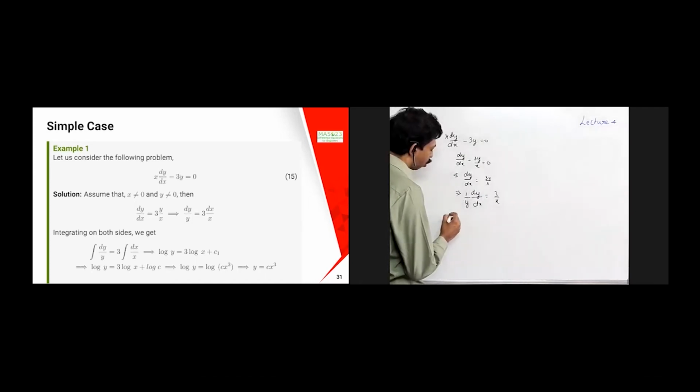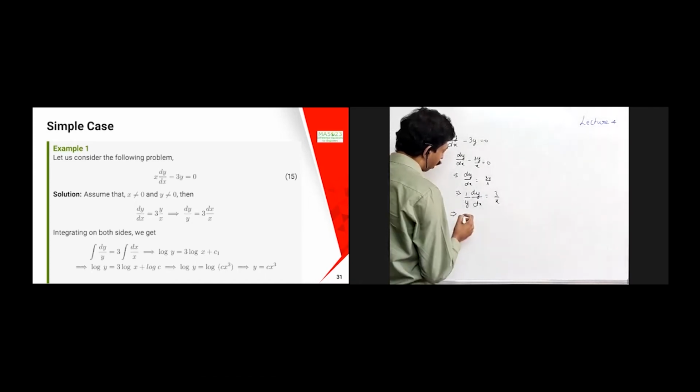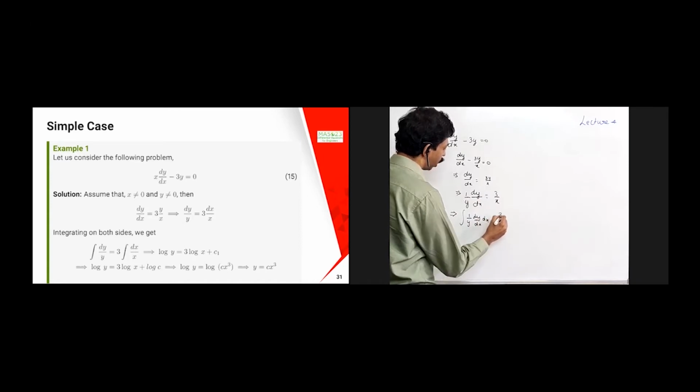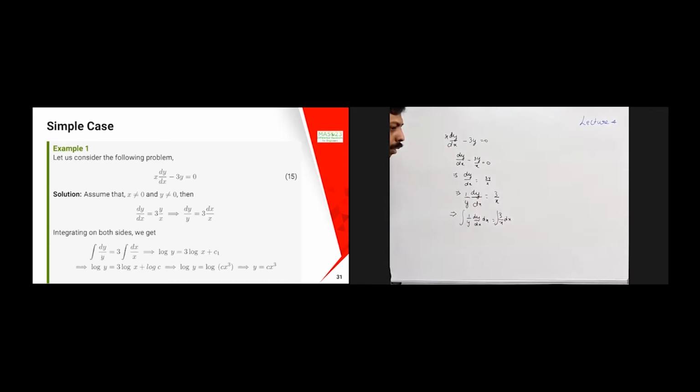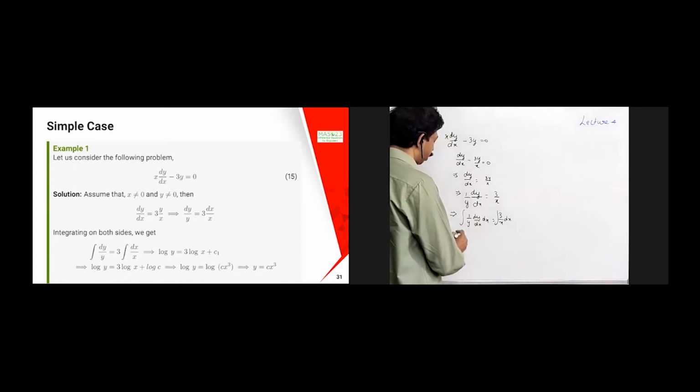So in this case, now I have to go for integrating. I'm going to integrate on both sides: 1 by y dy by dx into dx equal to 3 by x into dx. So I'm going to integrate on both sides with respect to x. I'm going to use this one, dx by x. Now what does it mean? dy by dx into dx is going to be there.